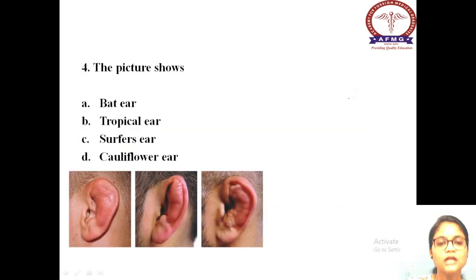So the next question is, the picture on the screen shows option A bat ear, option B tropical ear, option C surface ear, or option D cauliflower ear. If you are saying the answer, you also have to say the reason why.